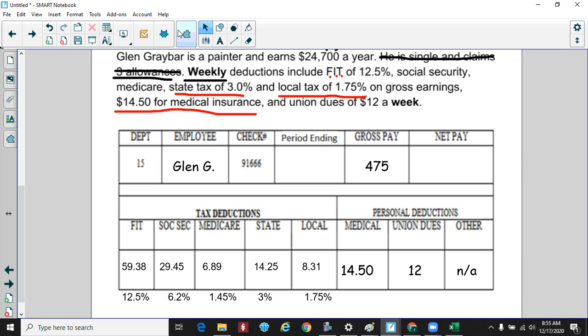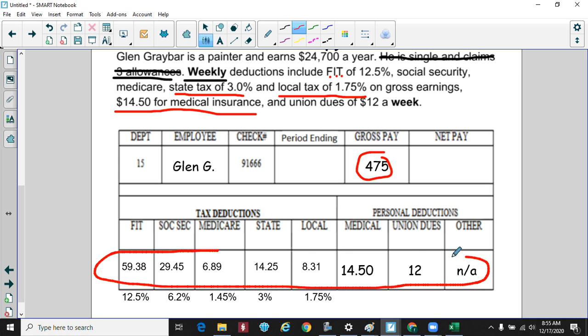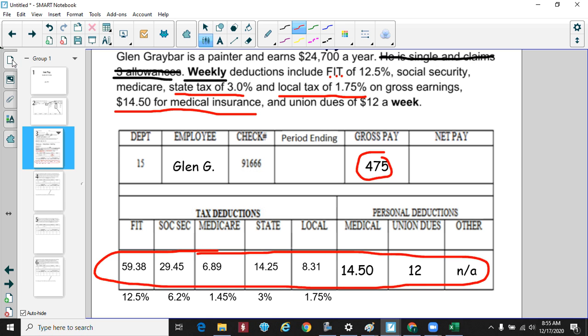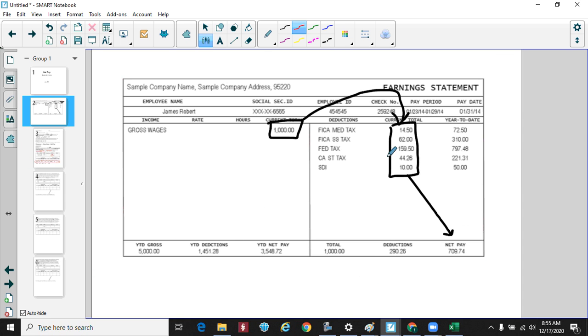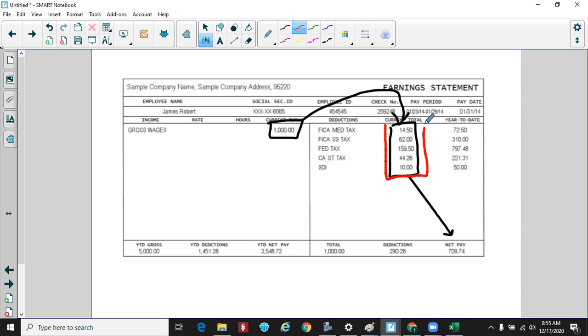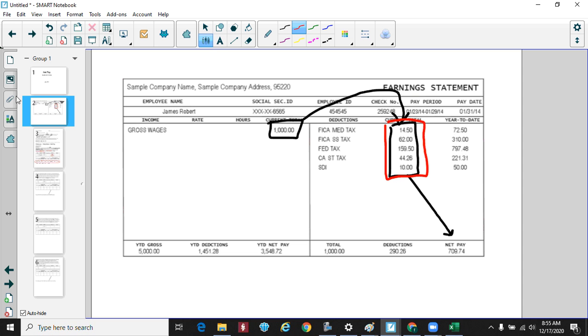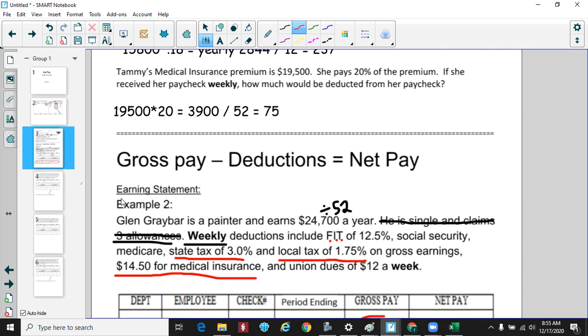So what we did was we had our gross pay, and now we have all of our deductions. Going back to the pay stub that I showed you at the very beginning, here are our deductions. It's just in a vertical format, whereas what we just did was in a horizontal format.